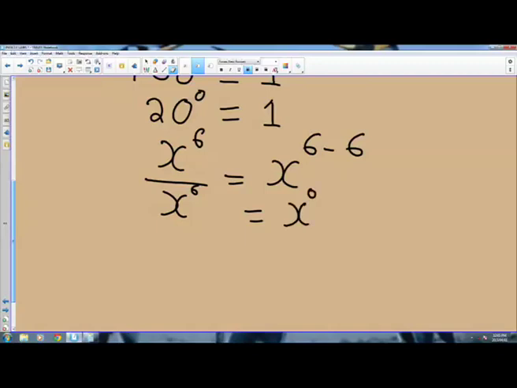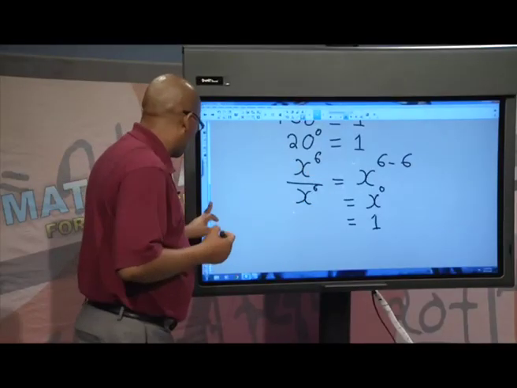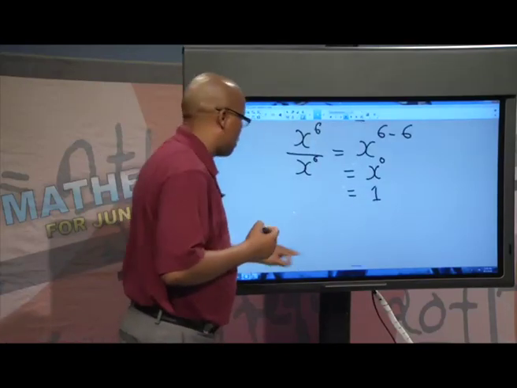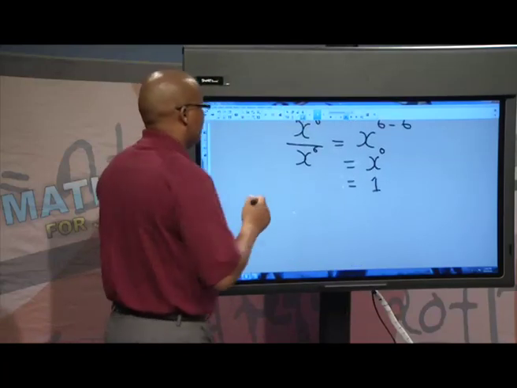And then what is x to the power 0? This gives you 1 according to the law. It says any number raised to the power 0 is equal to 1. But then the question is, how do we get this to be 1? We can always do this to ascertain for yourself that when we raise any number to the power 0, you are going to get 1.